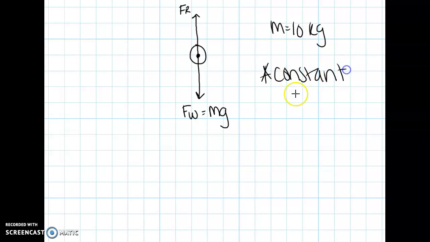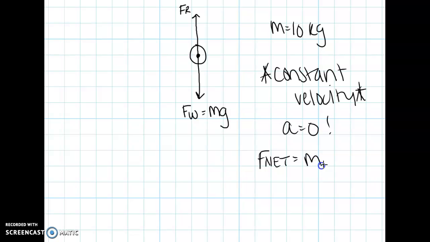Because constant velocity tells us that the acceleration is equal to 0. And again, if we know that the acceleration is equal to 0, and we plug it into Newton's second law, then if we multiplied it by our mass, it would mean that the F net, or the net force, is also equal to 0.